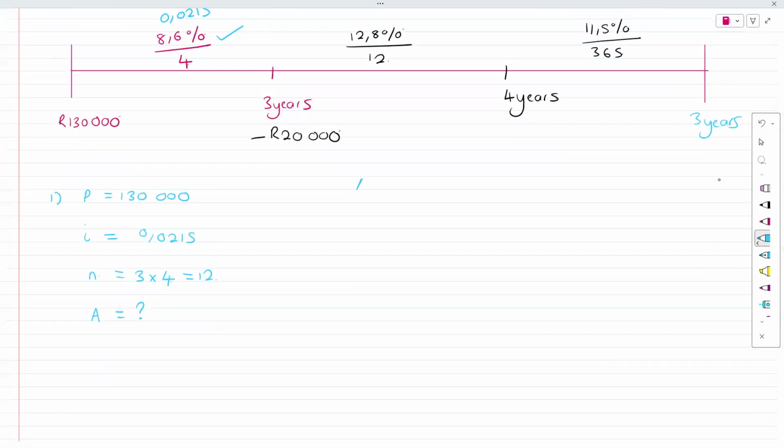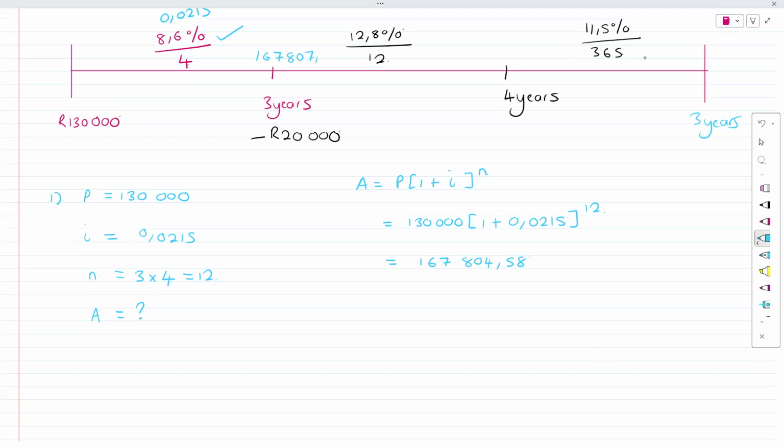Now, if I deal with this, this is A equals P, 1 plus I to the power of N. This is quite simple because this would be 130,000 and this would be 1 plus 0.0215 to the power of 12. And this answer should equal 167,804.58. Okay. Now, guys, this is the money he had here at the end of 3 years.